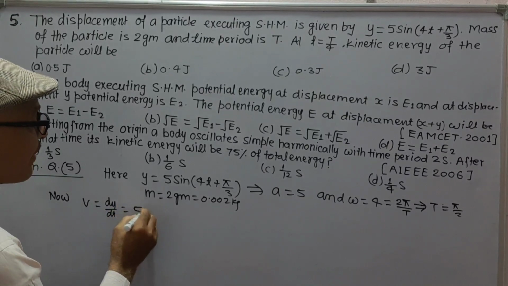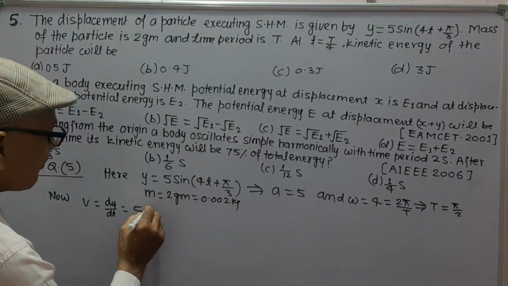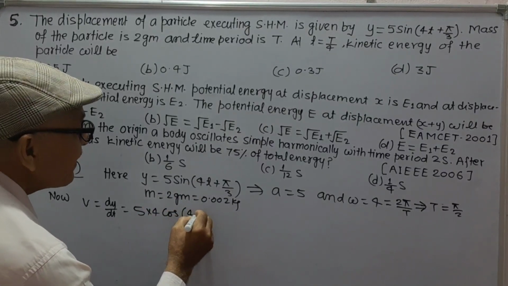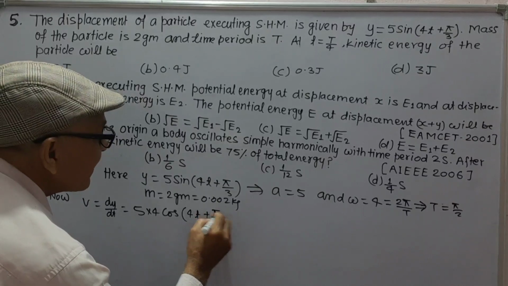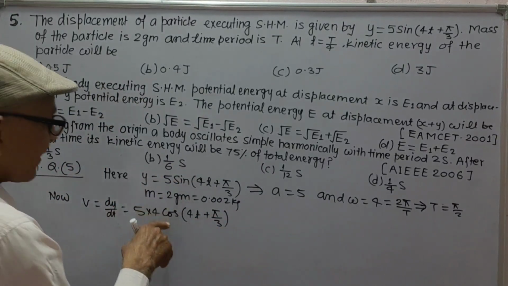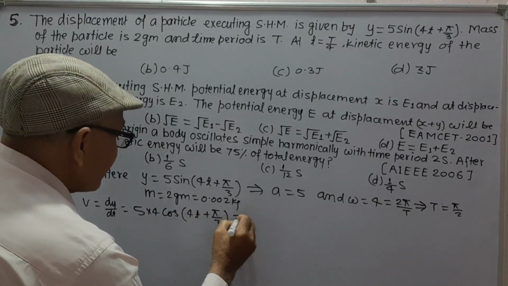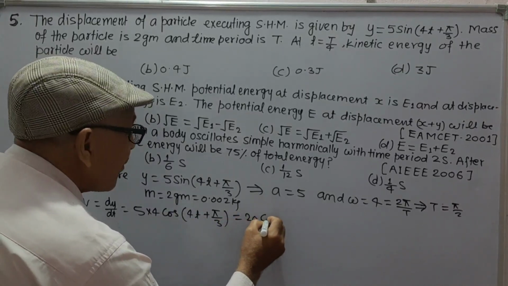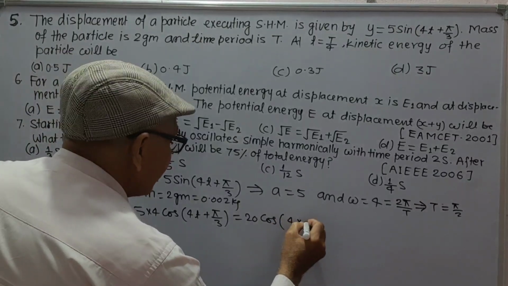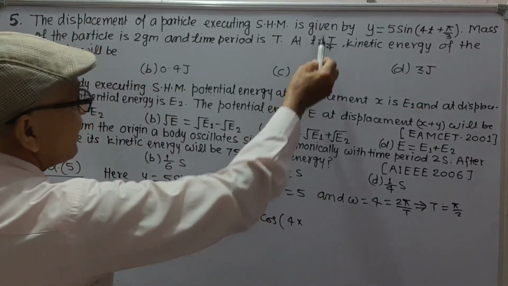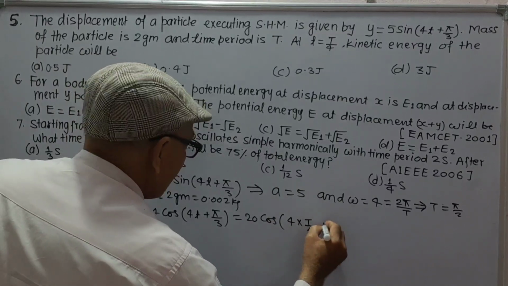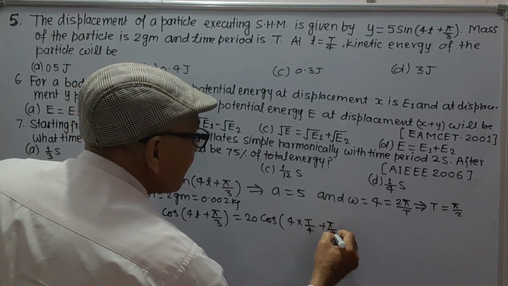Which is 5 into 4 cos (4t plus pi by 3). dy upon dt, which is 20 cos (4T plus pi by 3). T is given to be capital T by 4, so 20 cos (4 into T by 4 plus pi by 3).